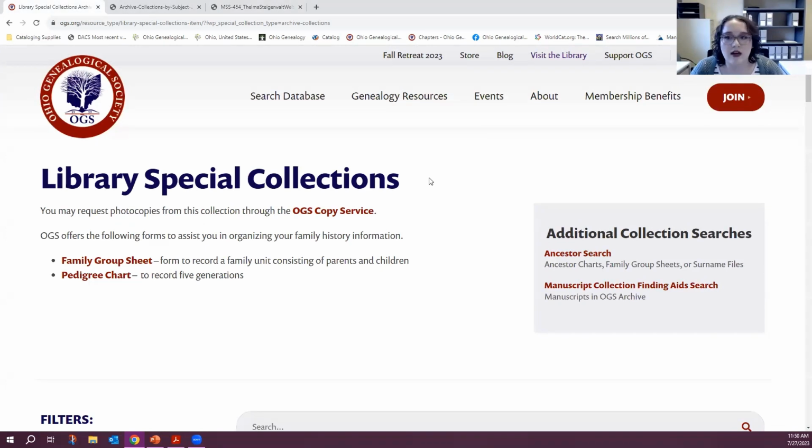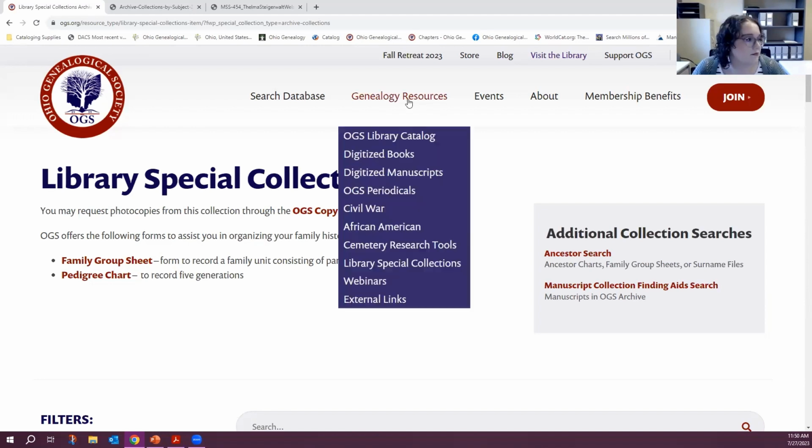All right, so we go out of the finding aids and go back to ogs.org. We're going to move on to how to see archive collections in the catalog. So let's say that you prefer to use the catalog as your search method. It's more intuitive to you. Slowly but surely, I am cataloging archival collections so that they appear as a catalog entry like a book does.